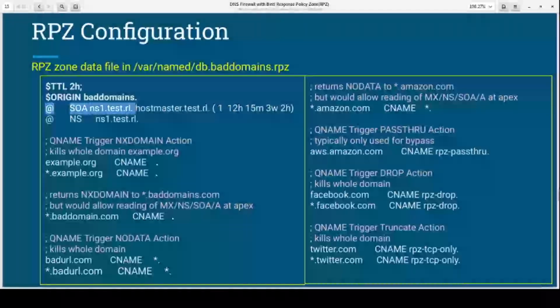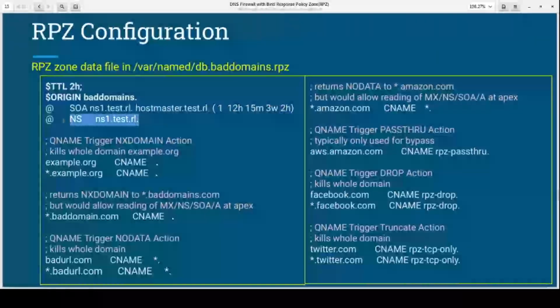Then this is the start of authority section for this RPZ zone, baddomains. So the start of authority for this zone is ns1.test.rl. This is the email address of the zone administrator. We can also read it as postmaster@test.rl, and this is the serial number for this zone. This is 1. Then this is the zone refresh time, which is 12 hours. Then zone retry time, it is 15 minutes. Then zone expiry time, it is 3 hours. Then this is the negative cache time, that is 2 hours.